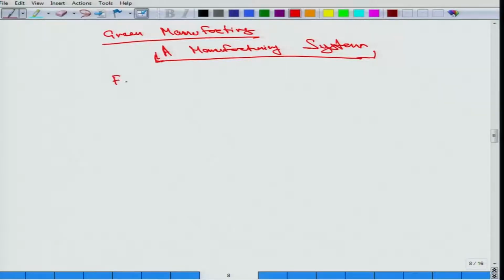Now, what is a manufacturing system? This was discussed in the previous lectures by Dr. Deepu Philip as well. In a manufacturing system we have a facility that can be subdivided into process chains, and these process chains consist of our unit manufacturing processes.